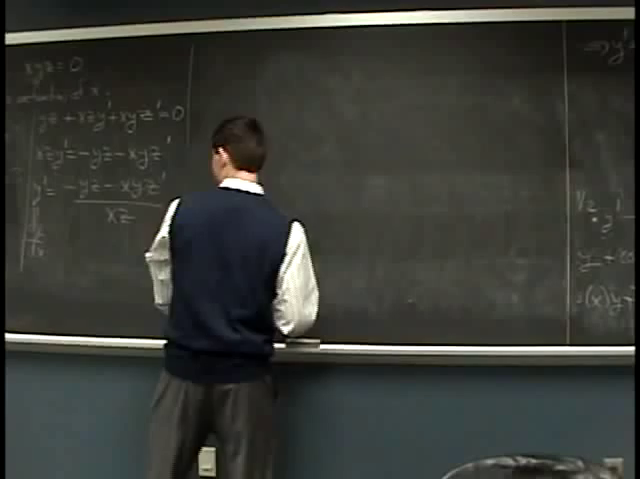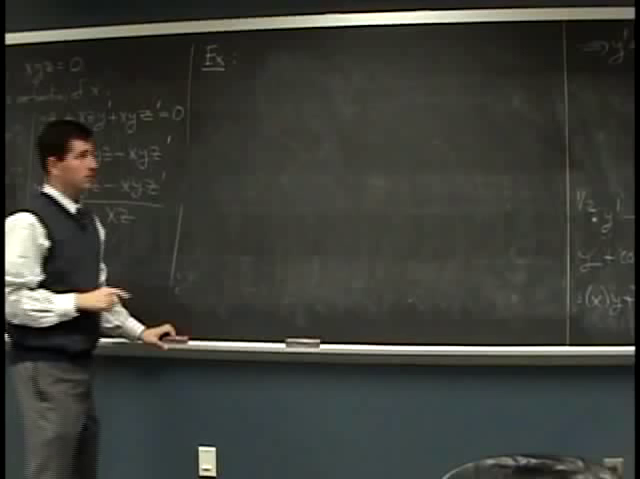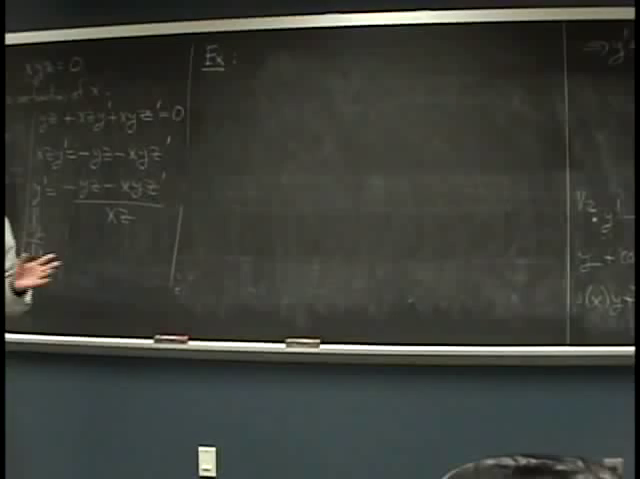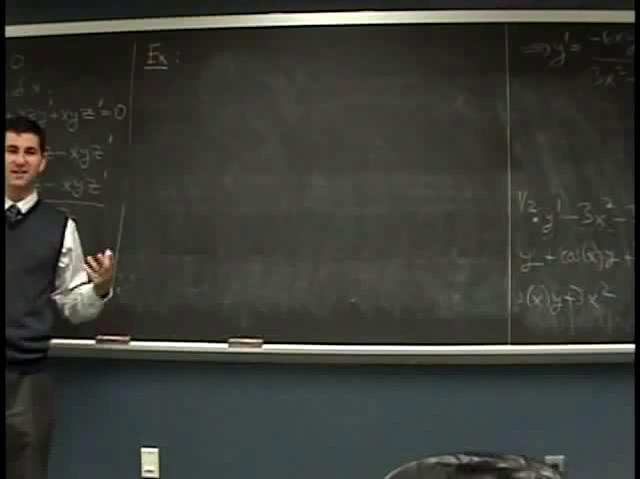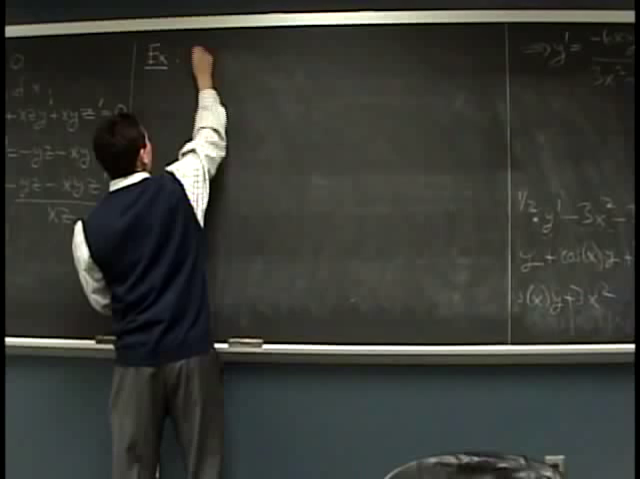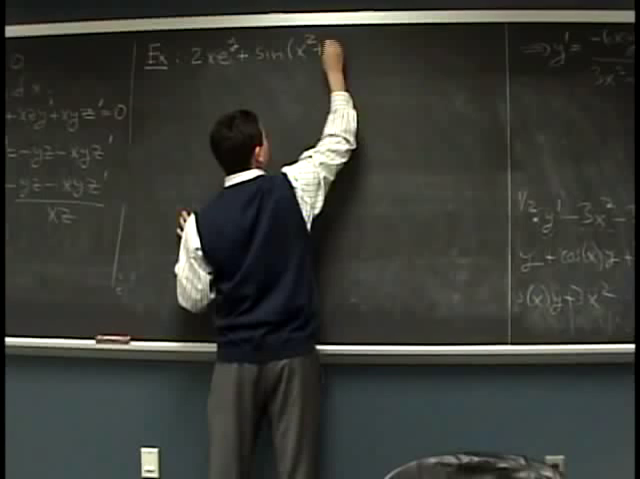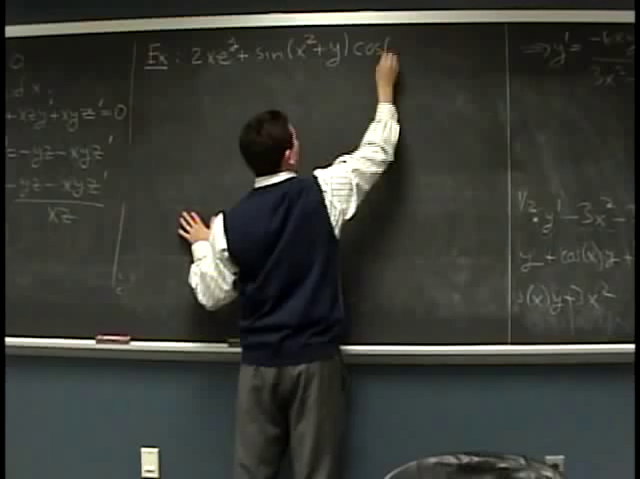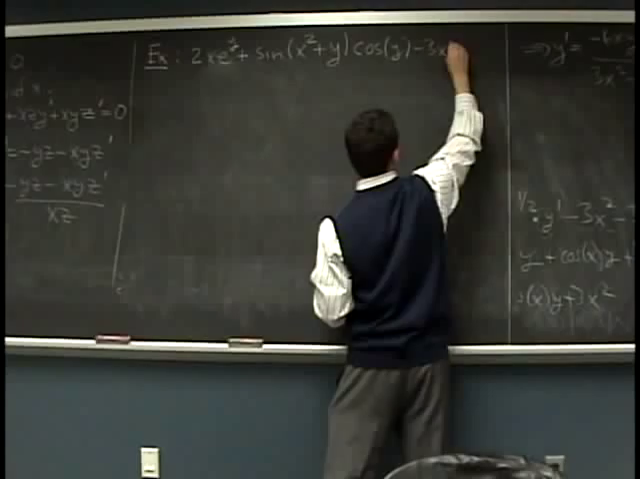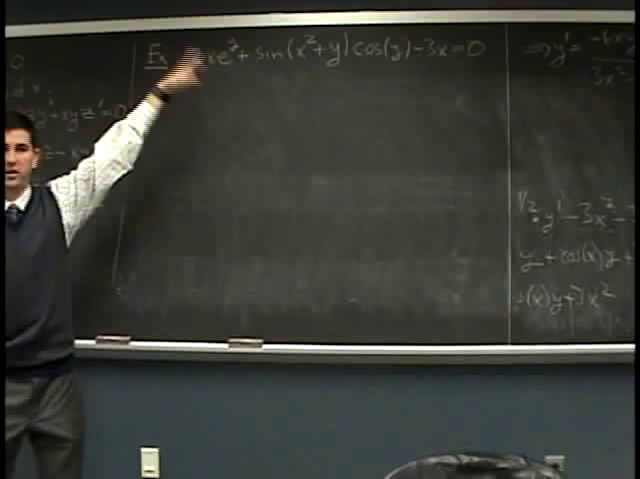All right, let's do another example just of using this method. And it'll be much faster than the first one because now you can just use the formula. And you can see it doesn't matter, I can make it as complicated as I like. It's not so hard. So let's say you have 2x e^y plus sine of (x squared plus y) times cosine of y minus 3x equals 0. I've already hidden in here that I'm putting everything on one side. So I did that step for you.